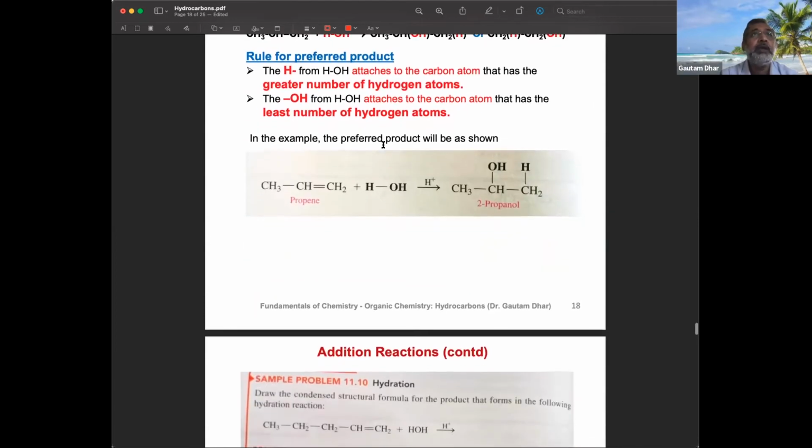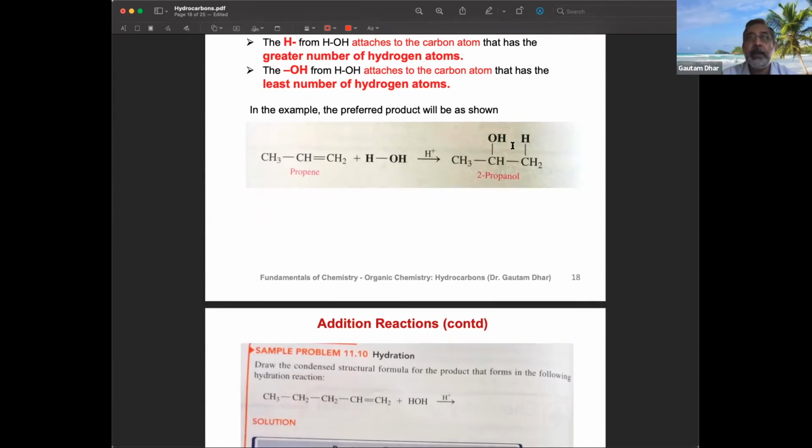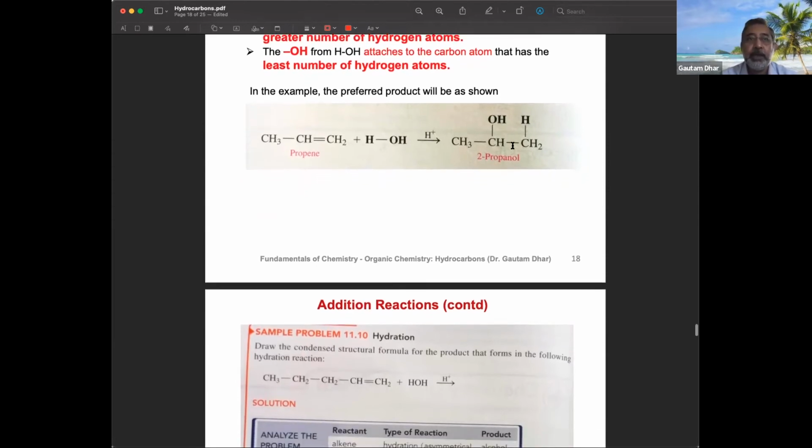So in this example, you see the end carbon atom has the greater number of hydrogen atoms. That is where the hydrogen is going to go. And the product predominantly will be 2-propanol. You still get the 1-propanol, but in lesser quantity. And that is more applicable when you have an unsymmetric alkene.